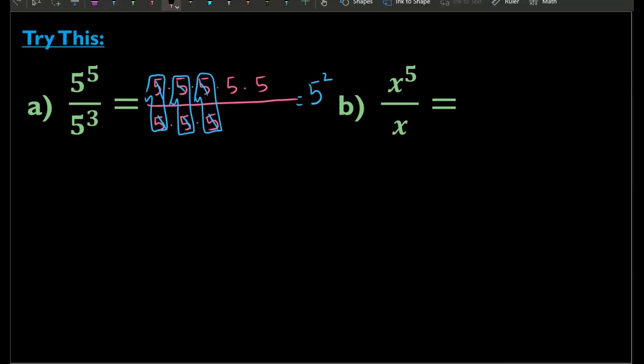What is left over is 5 times 5, which means 5 squared as the final answer. And now we're going to use the short way: 5 to the 5th power minus the 3rd power. So that still ends up with 5 to the 2nd power.